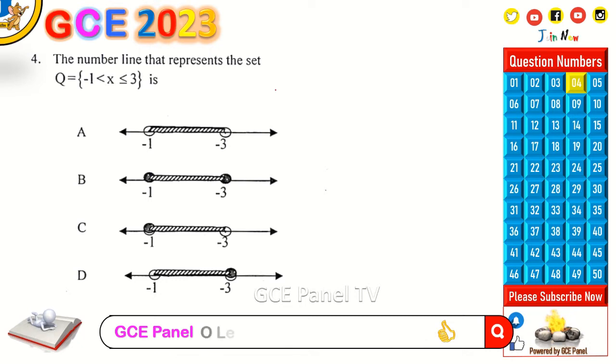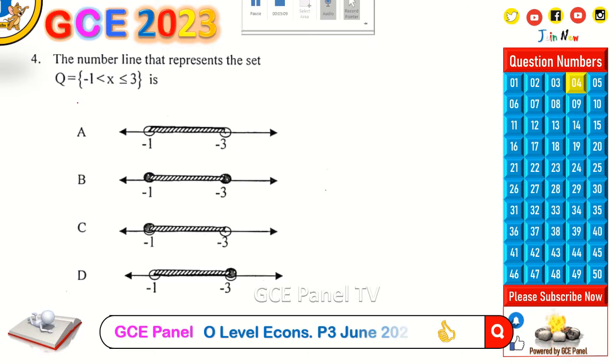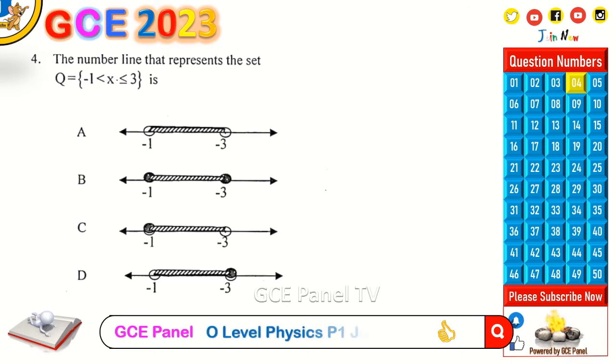Now, question number 4 reads: the number line that represents the set Q equals -1 less than x less than or equal to 3 is... The first thing you have to understand here is, for this first one, the boundary is not included. -1, the boundary is not included. Therefore, the circle will not be shaded.